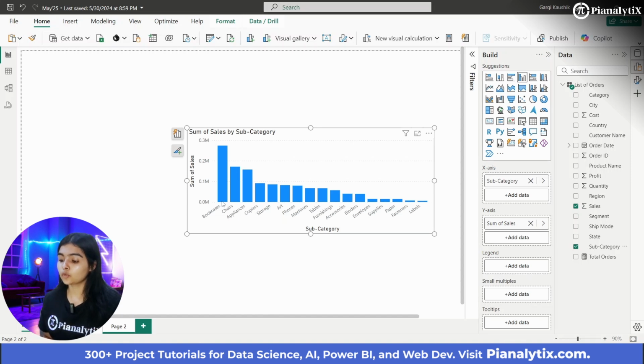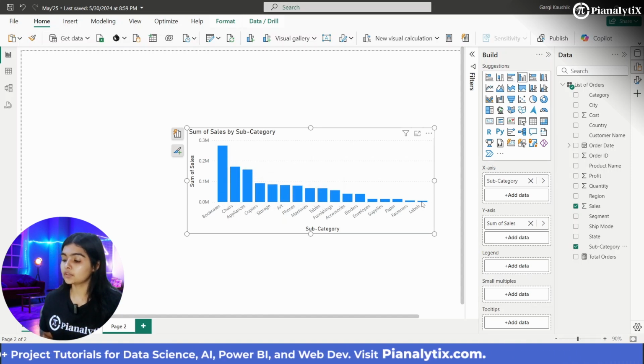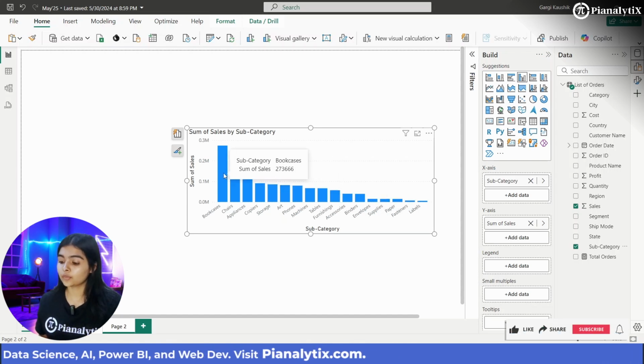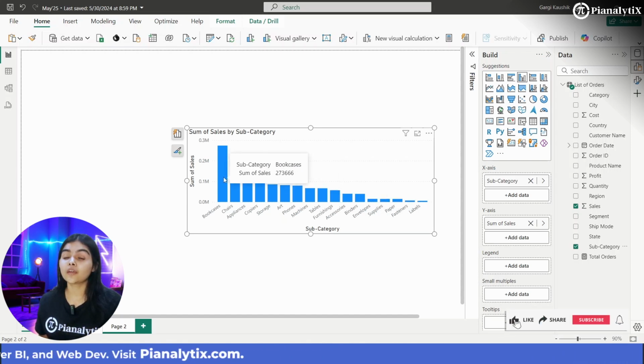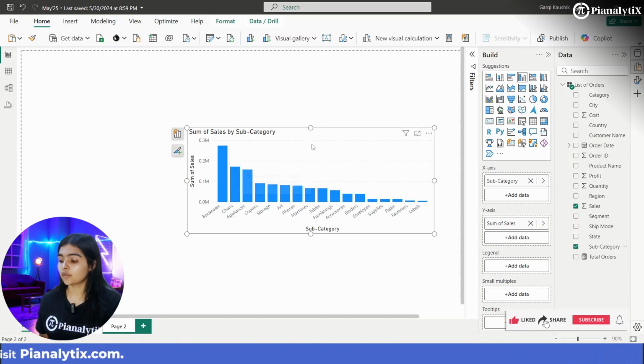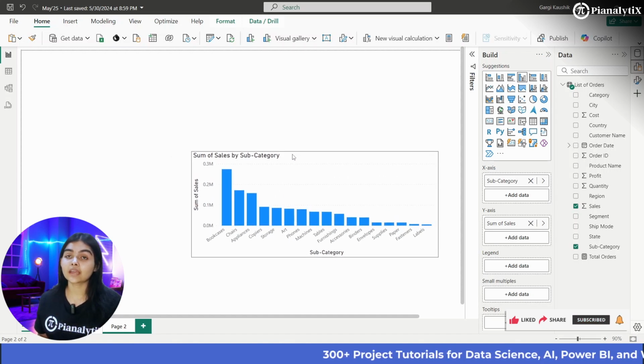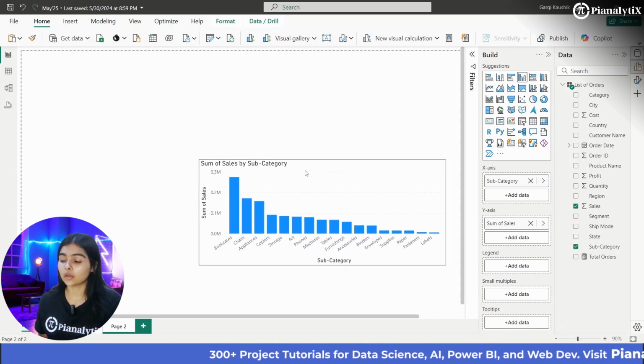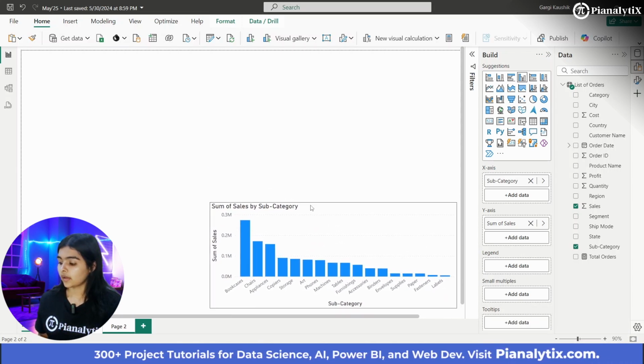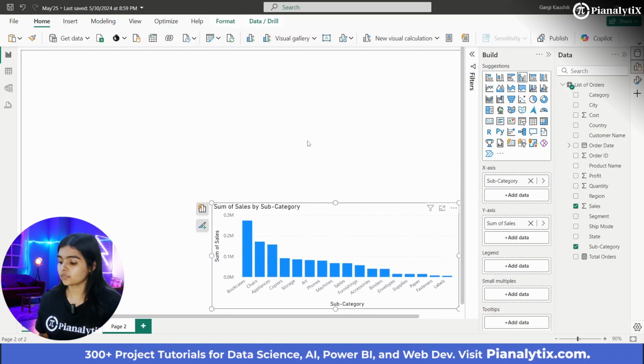Now we can see that bookcases sold the most number of units and then labels sold the least number of units. So we can see that bookcases are the most well-performing product of the store, followed by chairs and appliances, copiers, etc. So a lot of insights can be extracted from this one visual alone. I will put this here.